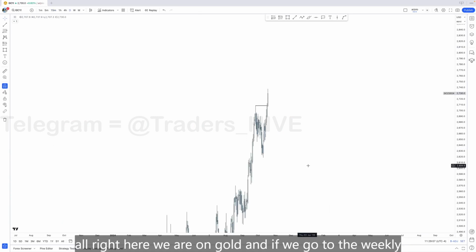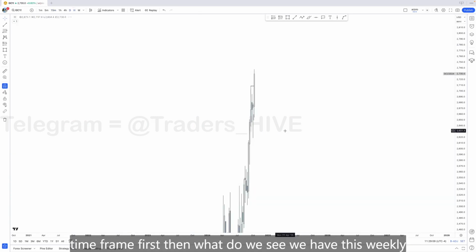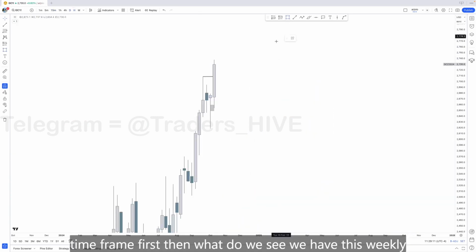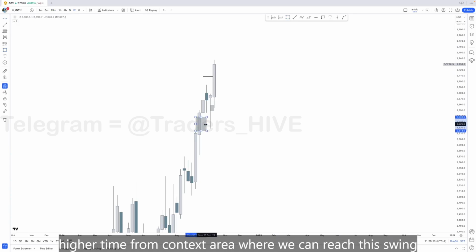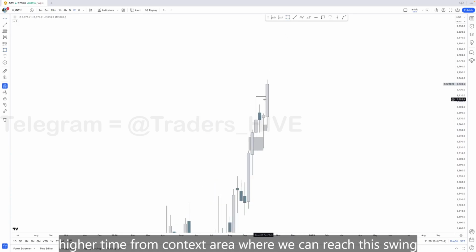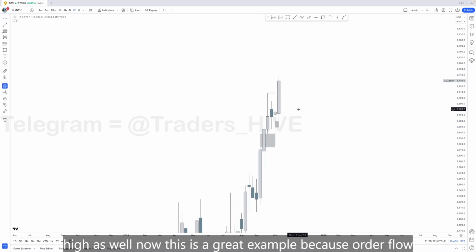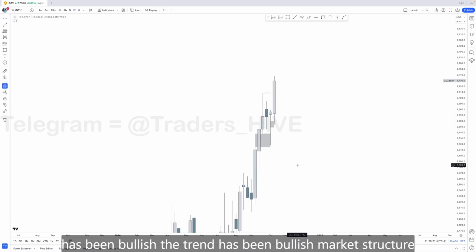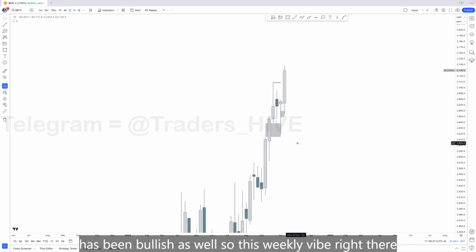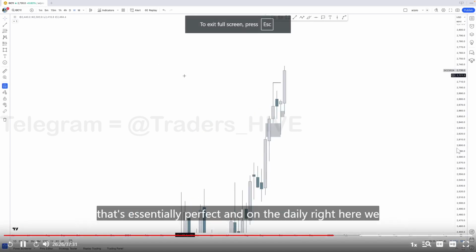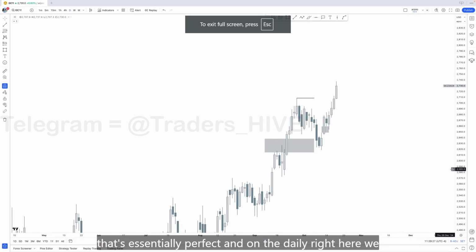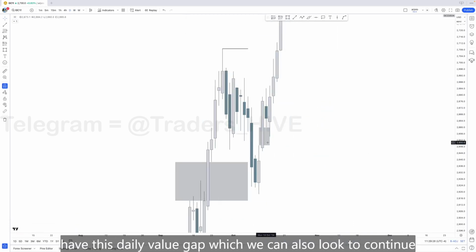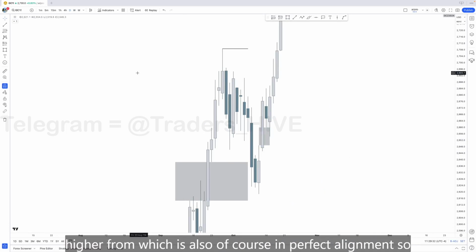All right, here we are on gold. And if we go to the weekly time frame first, then what do we see? We have this weekly higher time frame context area where we can reach this swing high as well. Now, this is a great example because order flow has been bullish, the trend has been bullish, market structure has been bullish as well. So this weekly fair value gap right there, that's essentially perfect. And on the daily right here, we have this daily fair value gap, which we can also look to continue higher from, which is also, of course, in perfect alignment.